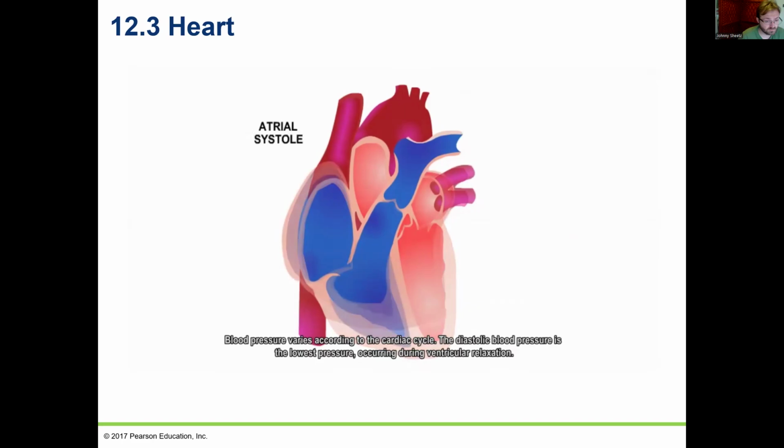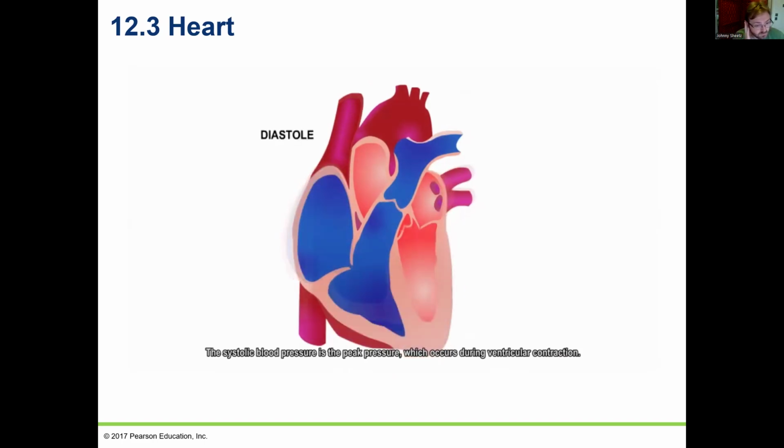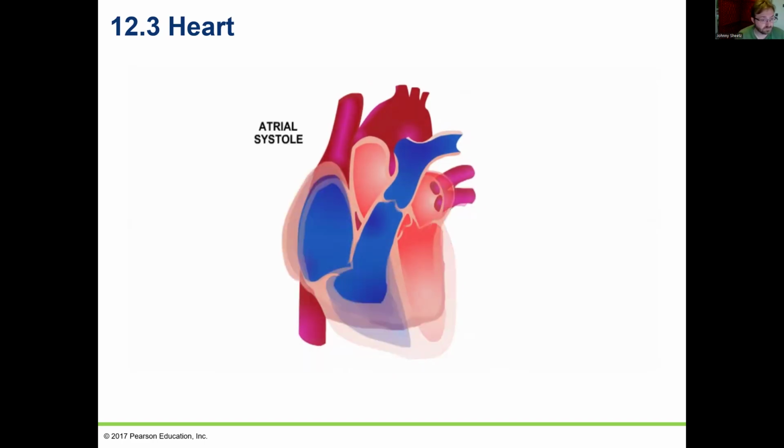Blood pressure varies according to the cardiac cycle. The diastolic blood pressure is the lowest pressure, occurring during ventricular relaxation. The systolic blood pressure is the peak pressure, which occurs during ventricular contraction.